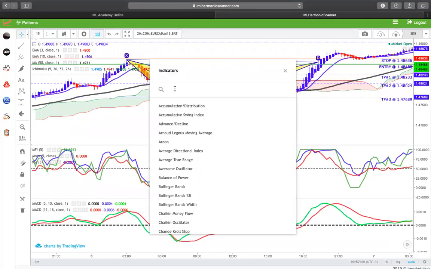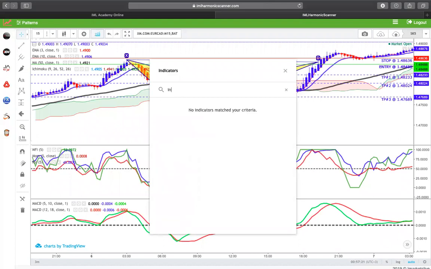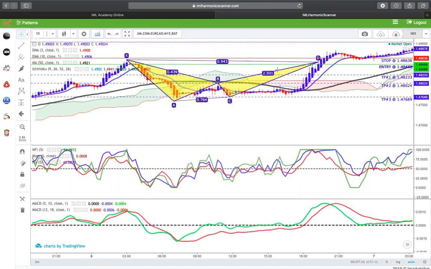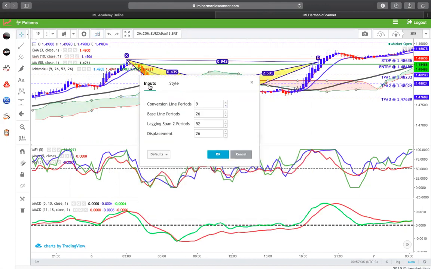So go to your indicators. Ichimoku Cloud. You're just going to add it once. And then go to your settings. Your inputs, I believe they're all the same. 9, 26, 52, and 26.